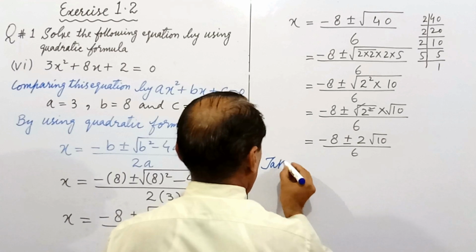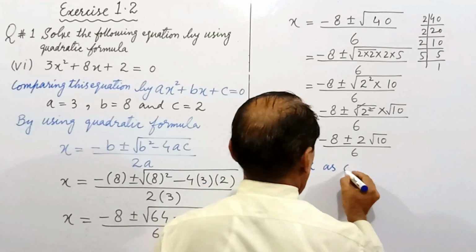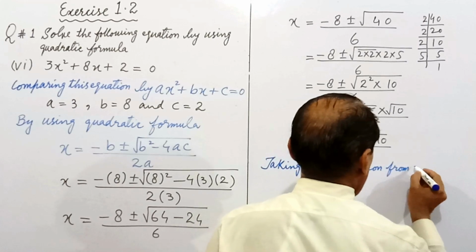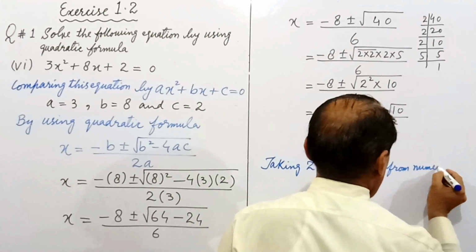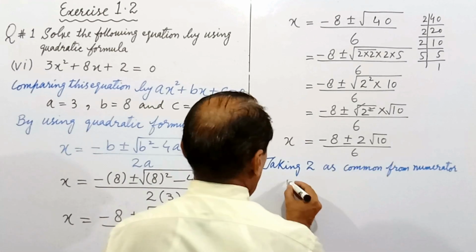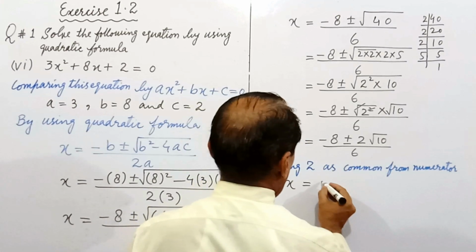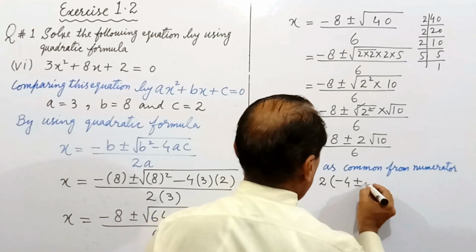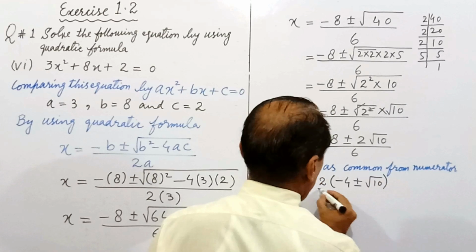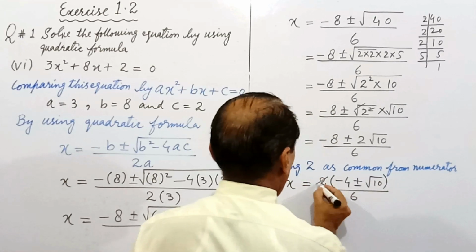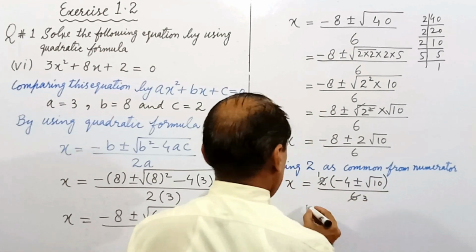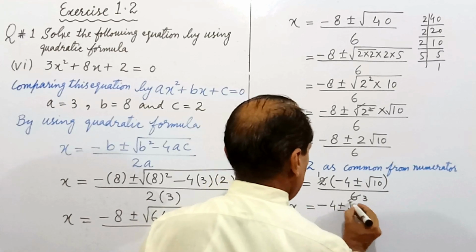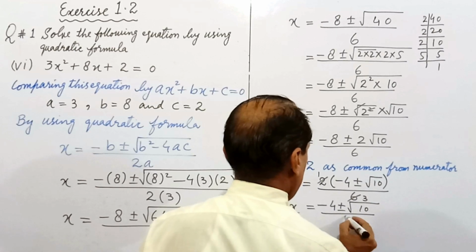Taking 2 as common from the numerator, we have x is equal to 2 is taken common, minus 4 plus minus under root 10 whole divided by 6. 2 1s are 2 and 2 3s are 6. The value of x will be equal to minus 4 plus minus under root 10 divided by 3.